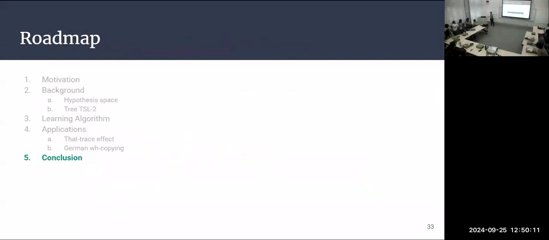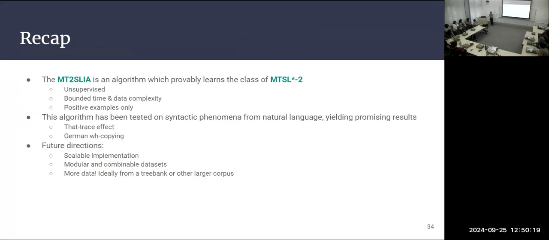So for the sake of time, moving on from that, let's just conclude here because I want to have at least a couple of minutes for people to ask questions in case I totally bamboozled everyone. Just to recap, today I talked about my algorithm, the MT2SLIA. This algorithm provably learns the class of MTSL star, and it's unsupervised. It learns in an efficient amount of time and data complexity from only positive examples. I've tested this algorithm on multiple phenomena from natural language, yielding promising results about its ability to correctly learn these phenomena. We talked about the that-trace effect. We didn't talk about German WH copying.